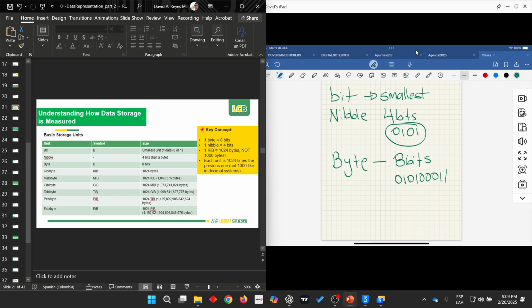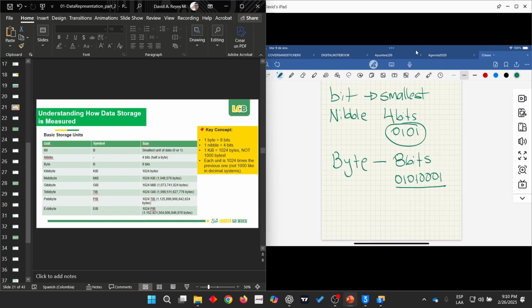1, 2, 3, 4, 5, 6, 7, 8. Let me delete the last one. This is a byte, 8 bits. Okay. Now we have something that is called kibibyte.